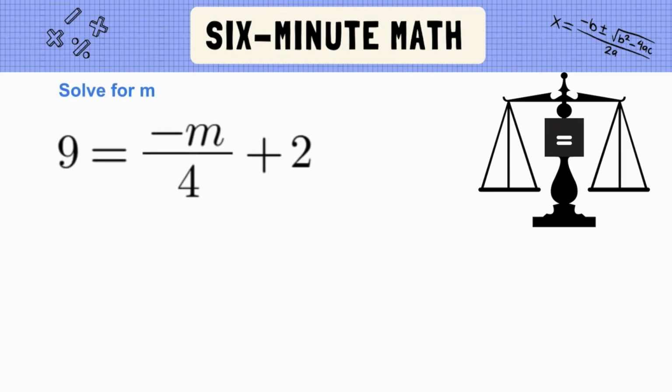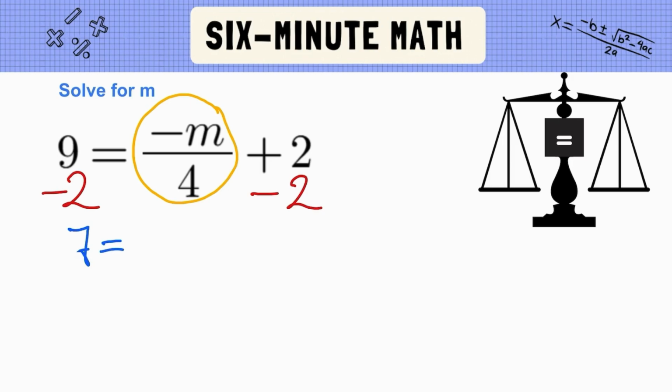Let's solve for m in our last example here. Of 9 equals negative m over 4 plus 2. We're going to put that term with the variable by itself, so let's subtract 2 and maintain equality on both sides. 9 minus 2 is 7, and that's going to equal negative m over 4 because my positive 2 and negative 2 cancel each other out.